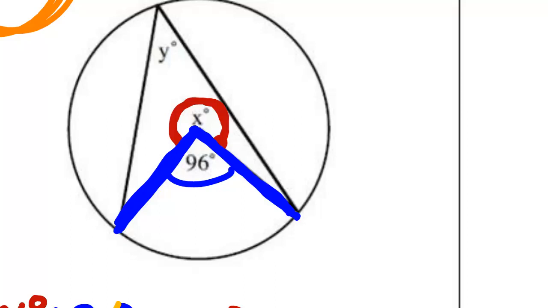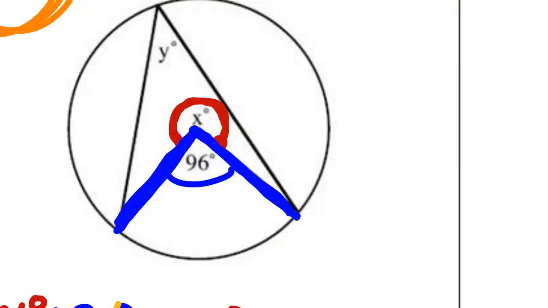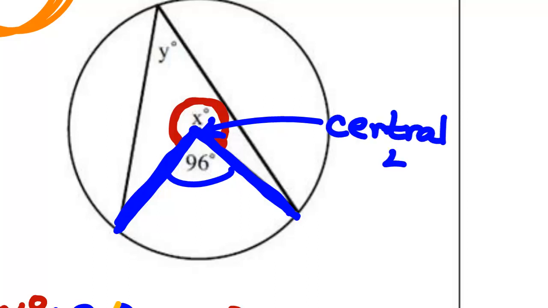Close. The vertex is inside, but the vertex is very specifically on what in the circle? The radius or the intersecting point of the radius? Where's the vertex? No, y is not. I'm looking at this angle right here. I want to know where the vertex of that 96 degree angle is. It is a central angle. This right here would be a central angle. It's a central angle because its vertex is right at the center of the circle.